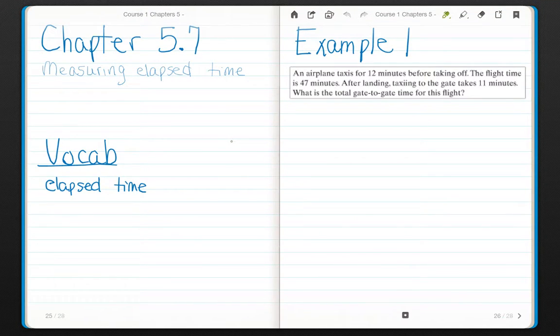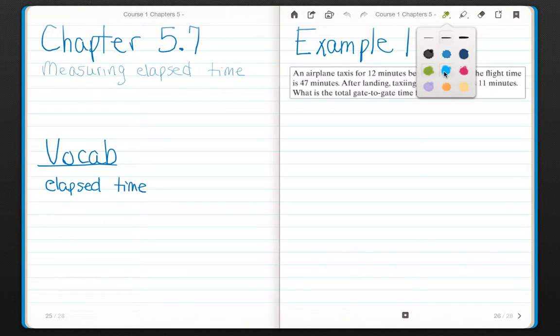Chapter 5.7, Measuring Elapsed Time. You do have one vocab word for today, and that is elapsed time. Elapsed time is simply the amount of time between two events, or how long something happens. So let's take a look at example number 1.